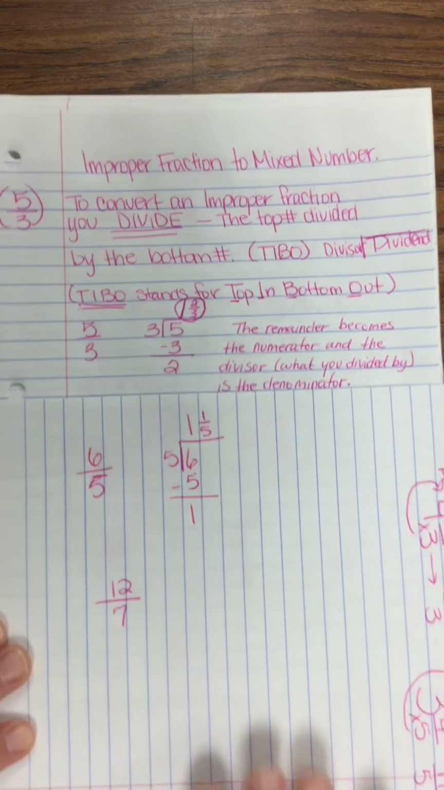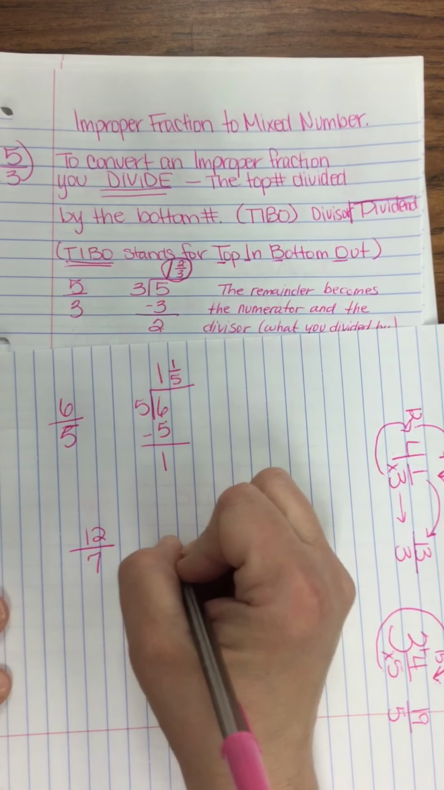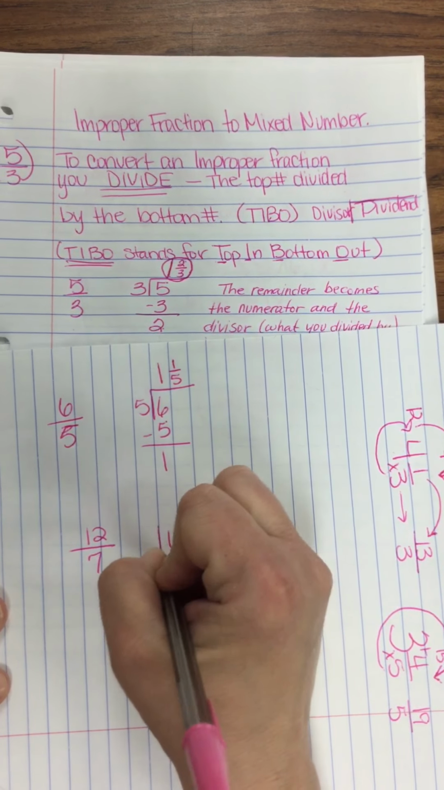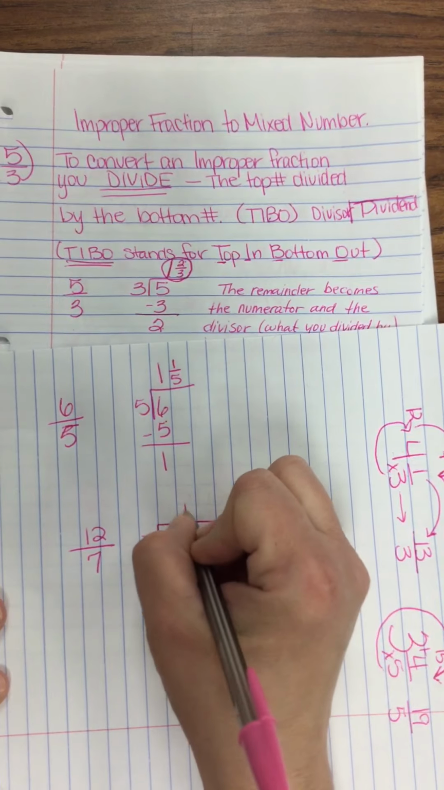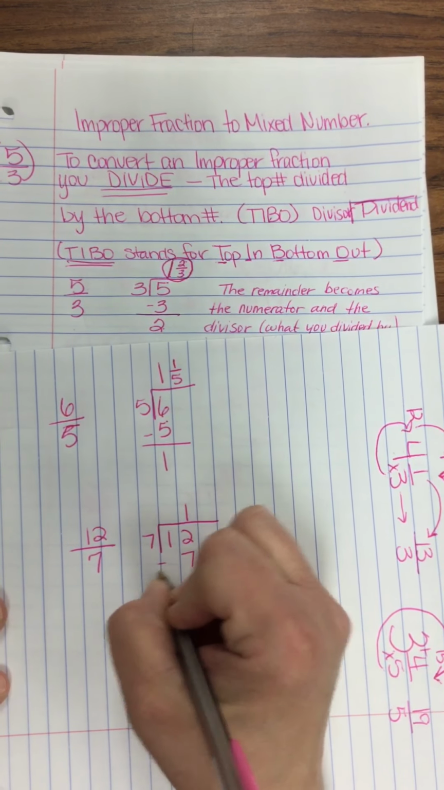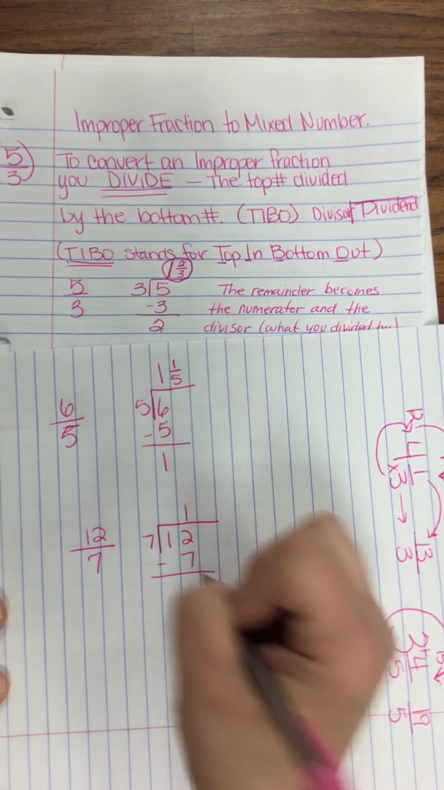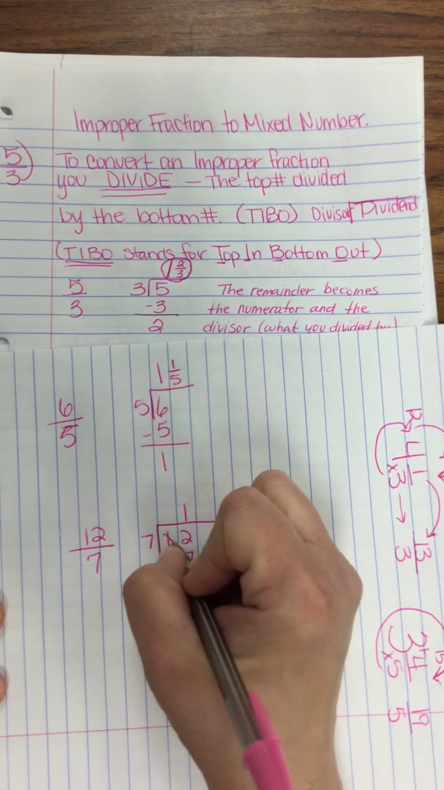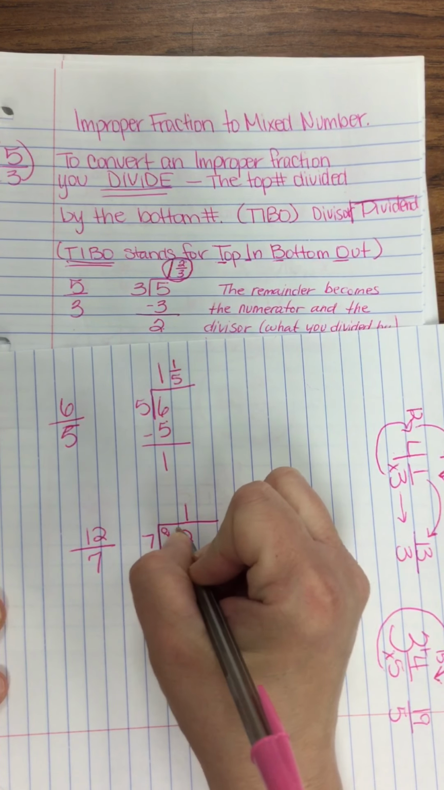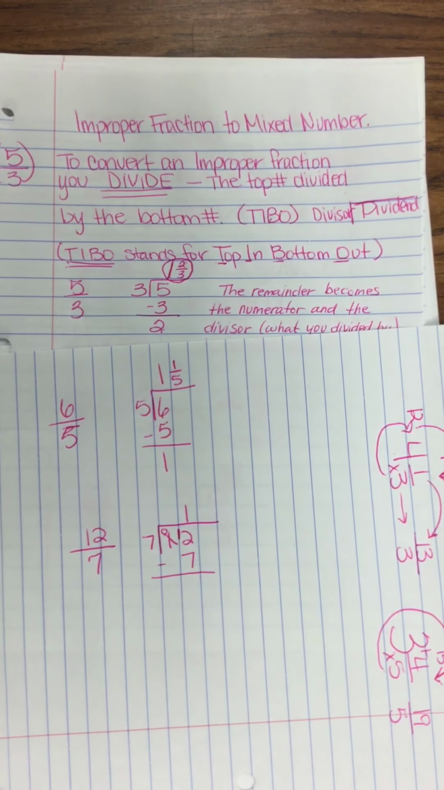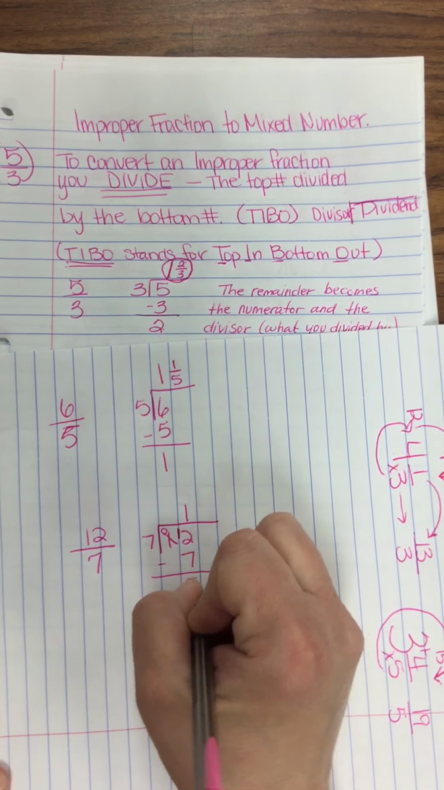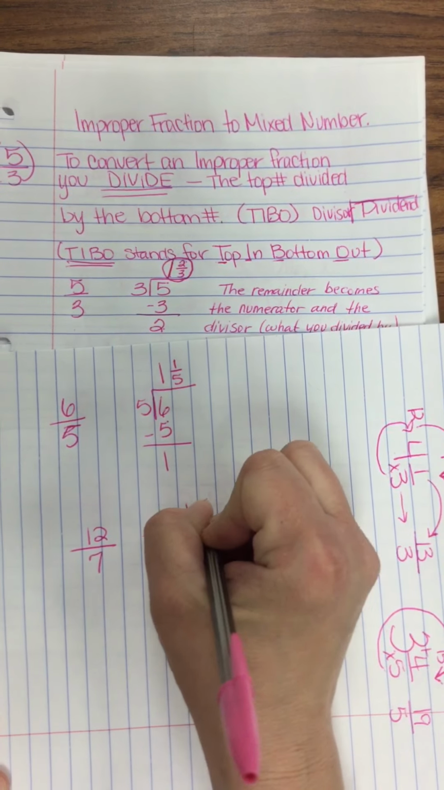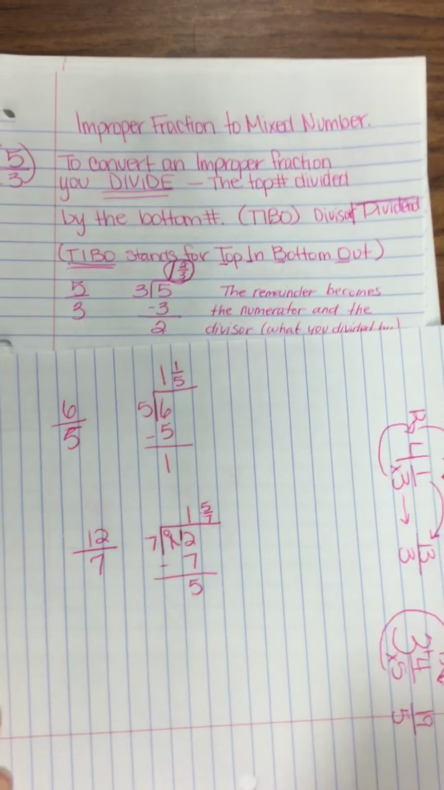12 over 7, I'm going to do the same thing. 12 divided by 7. 7 will go into 12 one time. Subtract. 2 minus 7 doesn't work, so I have to borrow. That becomes a 0, and that becomes a 12. Okay, and you subtract, and you have 5 left over. 5 becomes my numerator. 7 is my denominator.